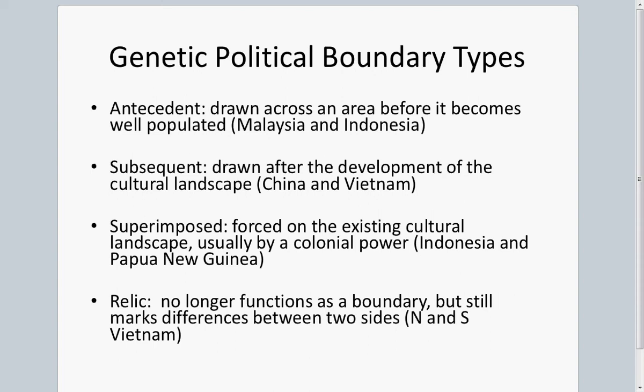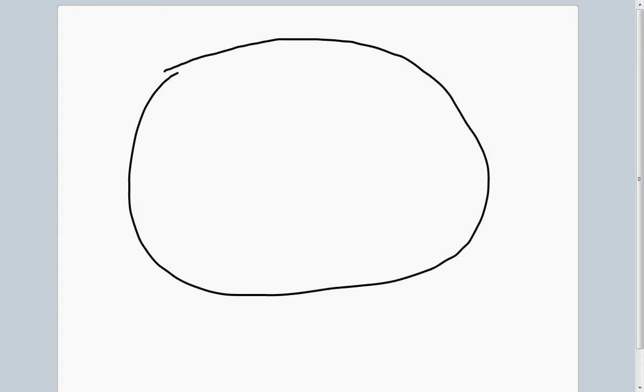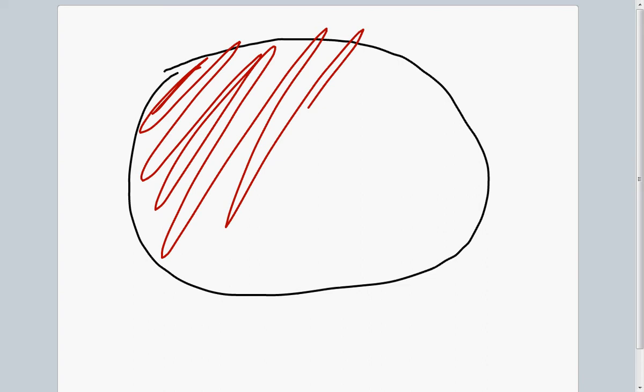The next type of boundary is the subsequent political boundary. This is drawn after the development of the cultural landscape. That is, there are already people living in the area, and oftentimes this type of boundary can become particularly confused. Let's say this is our country right here, and we have two groups of people. Group A will be represented with red, and Group B represented with blue.